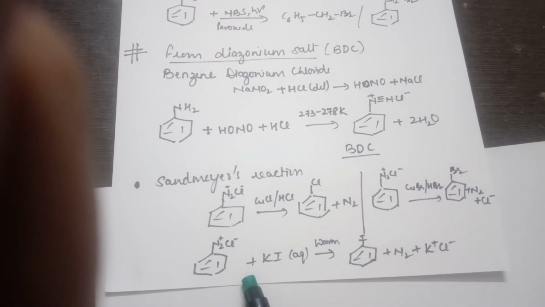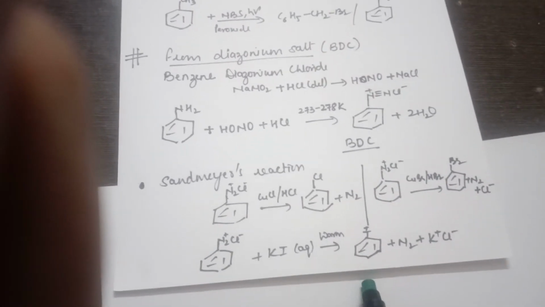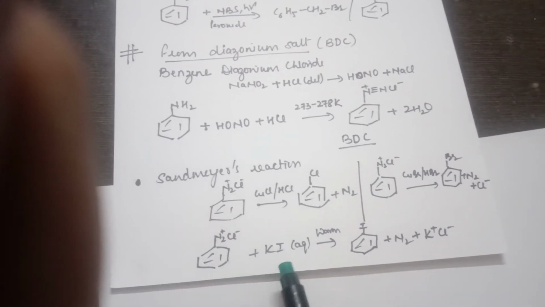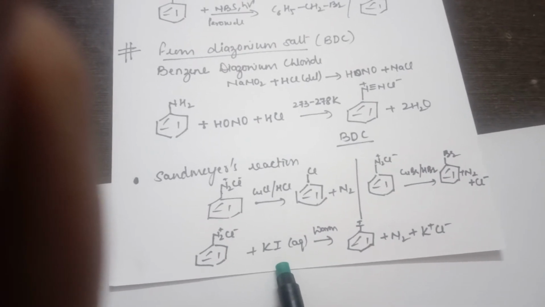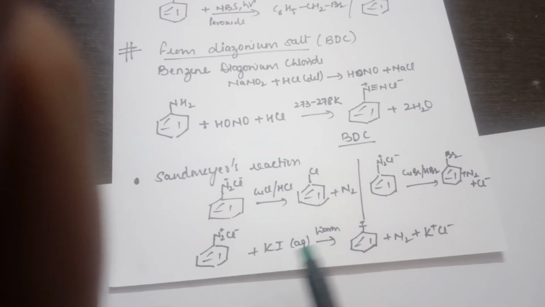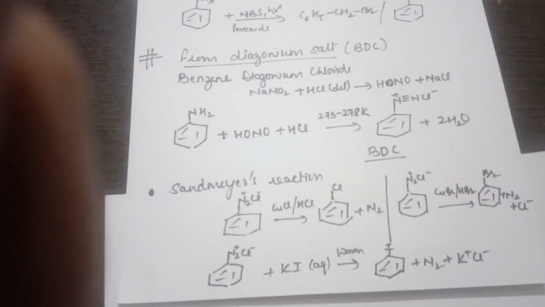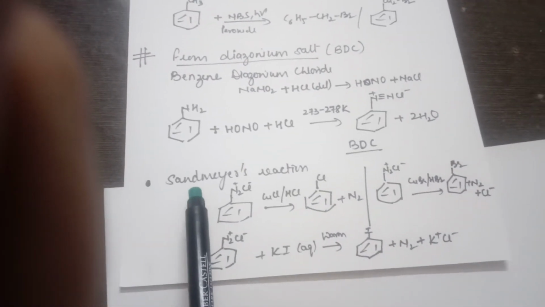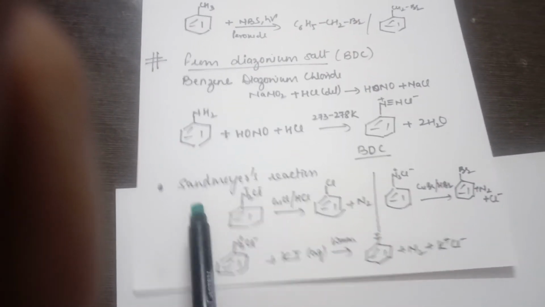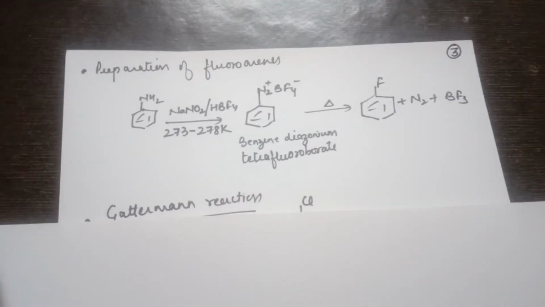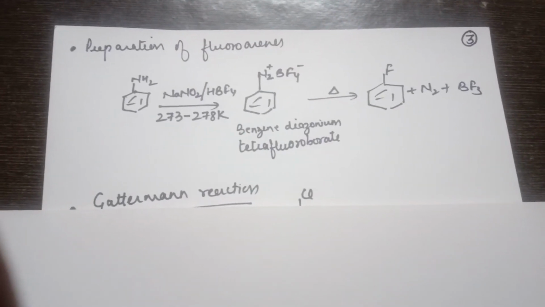If you want to prepare iodobenzene, then you can directly react this BDC with KI, an aqueous solution of KI, and no heating is required, only warming. Then you can easily prepare your iodobenzene. And this is a very famous category of reaction. This comes under Sandmeyer's reaction. I'm continuing with the same. We have done the preparation of chlorobenzene, bromobenzene, and iodobenzene.